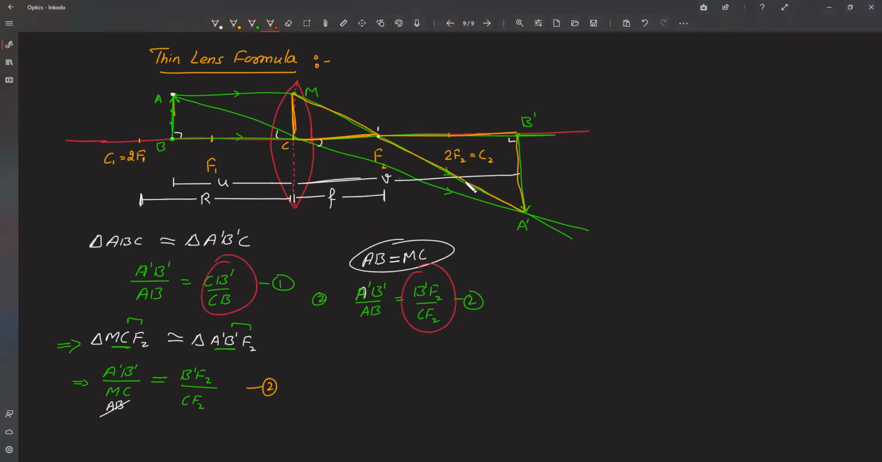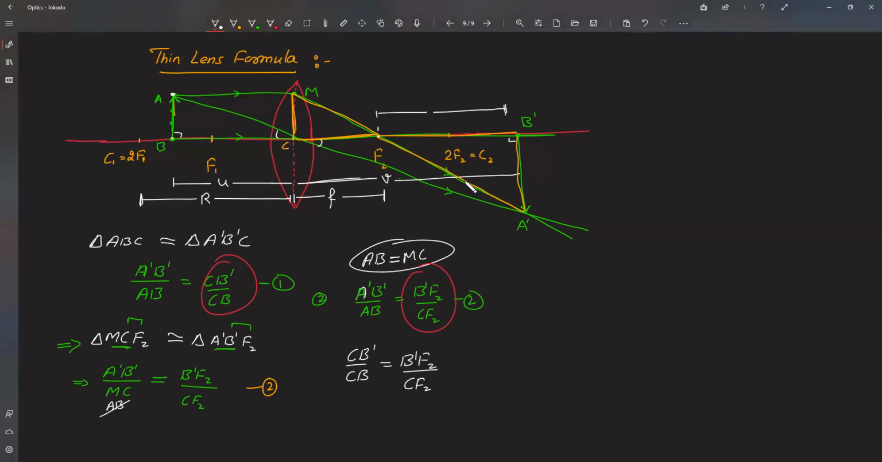Okay, so that means CB dash divided by CB is nothing but v divided by u, right? Image distance divided by object distance. So that is equal to B dash F2 divided by CF2. Now CF2 is the focal length, but what is B dash F2? B dash F2 is the distance between the focus and the image. So what is this distance?